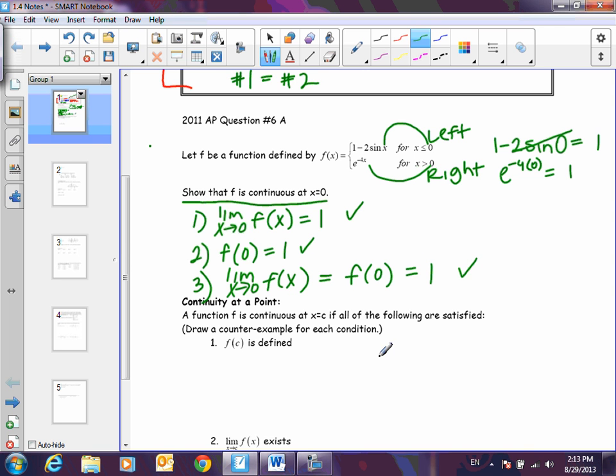Now, on the AP test, you would have to have shown all this work to get full credit. You couldn't just say, yes, it's continuous. You have to show these 3 steps. So continuity, always 3 steps.